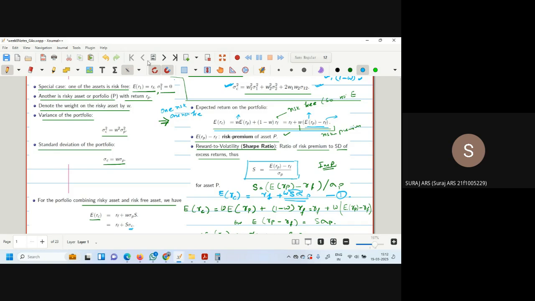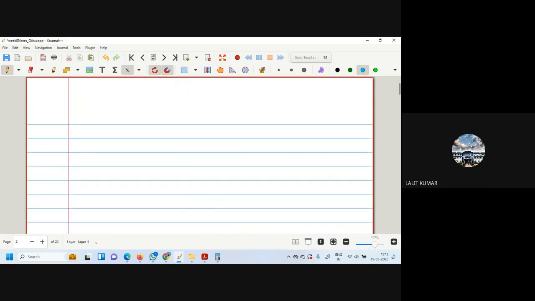Once again, just hold on, I will cover it here. We have two assets. One is A, which is risk-free, with standard deviation 0. We have another asset which is risky, call it B, with return RP, for example, and standard deviation sigma P. Is that okay?